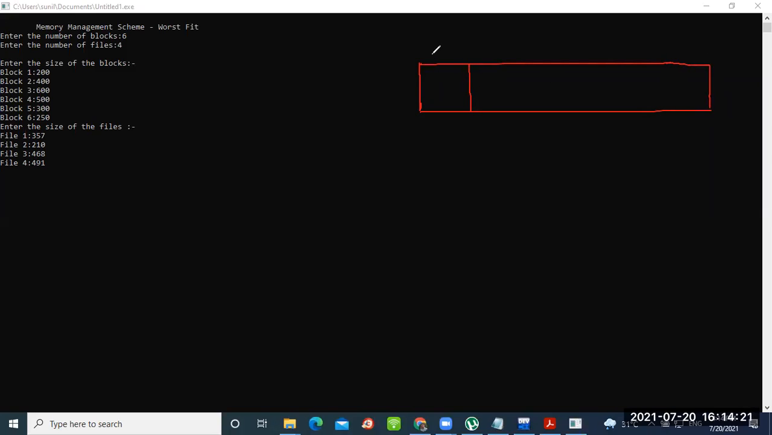Now the first block is 200, the second block is 400. Next block is 600. Next block is 500. Next is 200.